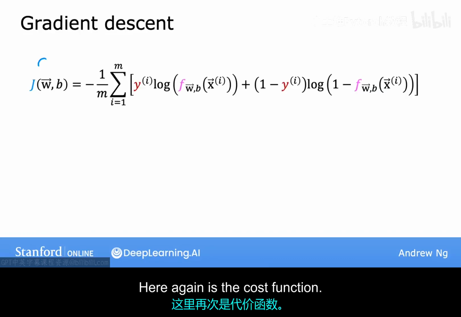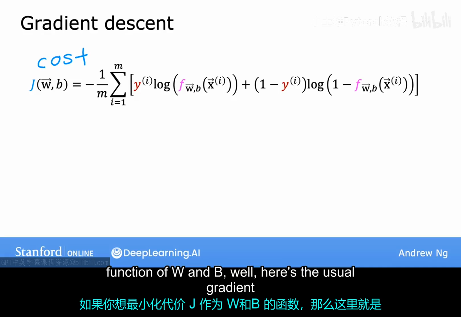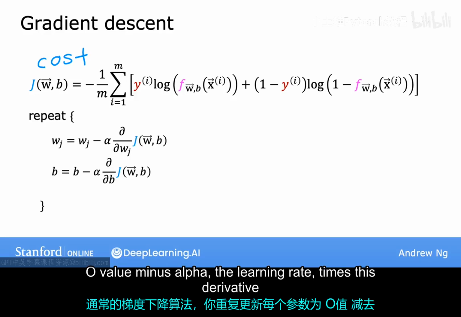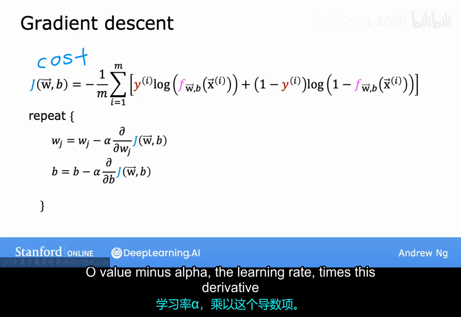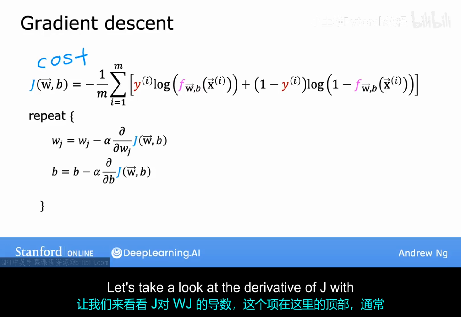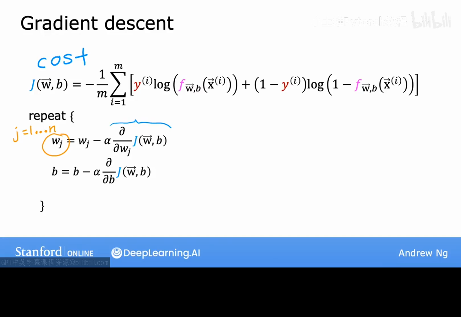Here again is the cost function. And so if you want to minimize the cost J as a function of w and b, here's the usual gradient descent algorithm, where you repeatedly update each parameter as its old value minus alpha, the learning rate, times this derivative term. Let's take a look at the derivative of J with respect to wj, this term up on top here, where as usual, j goes from 1 through n, where n is the number of features.